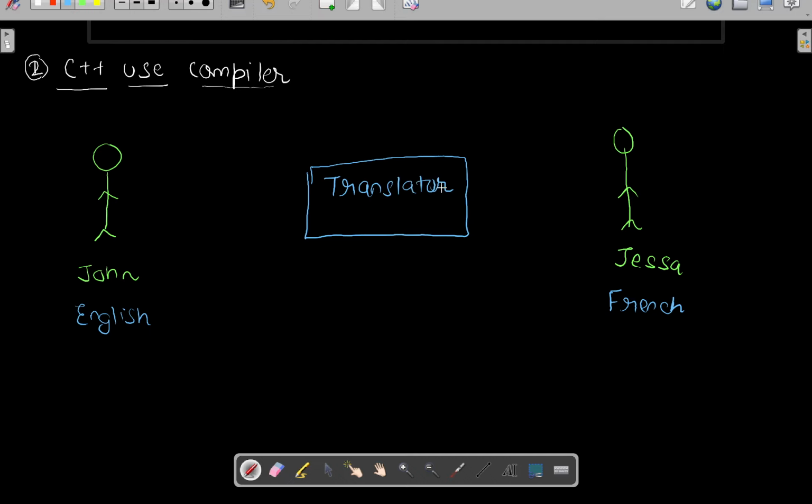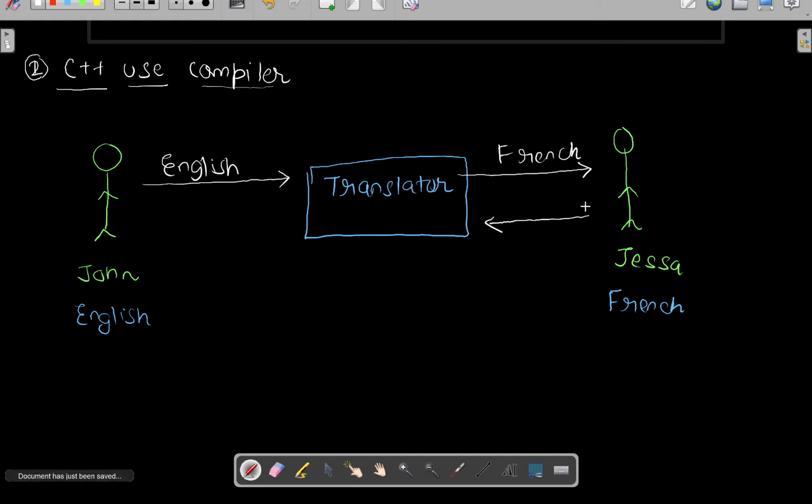What the translator will do: if John wants to communicate with Jessa, the translator will take the instructions from John, which are in English, and convert those instructions into French. In a similar way, if Jessa is saying something, the translator is going to convert that French into English. This is the purpose of the translator.